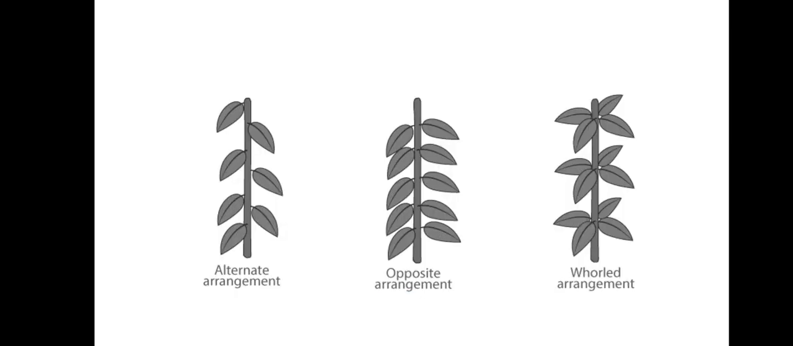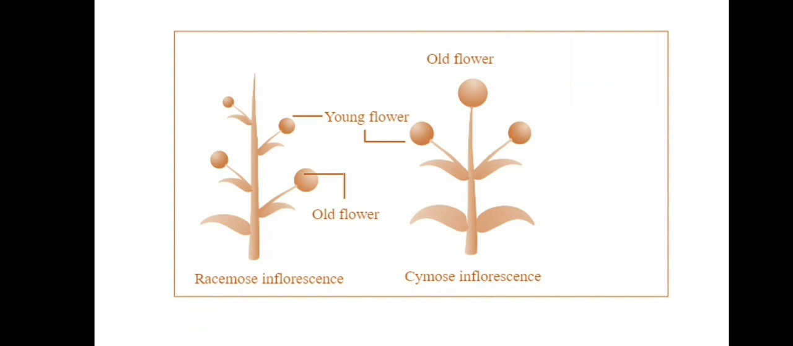Then phyllotaxy. What is phyllotaxy? Leaf arrangement on the axis, on the branch, is called phyllotaxy. Different types of phyllotaxy are alternate arrangement, opposite arrangement, and whorled arrangement of leaves. Then inflorescence, the pattern of arrangement of flowers on the floral axis. There are two types, cymose and racemose inflorescence. In racemose inflorescence, the younger flower is present at the tip of the floral axis, whereas in cymose inflorescence, the older flower is present at the tip of the floral axis.